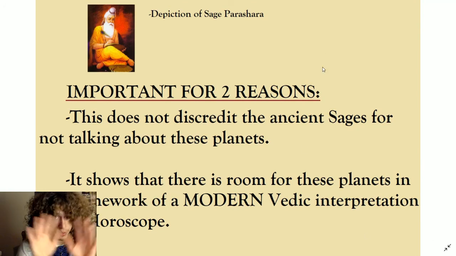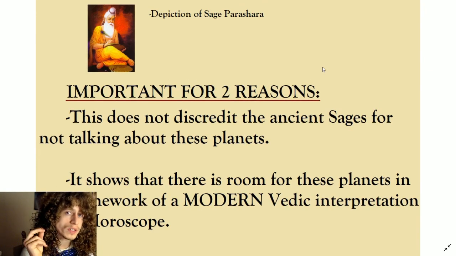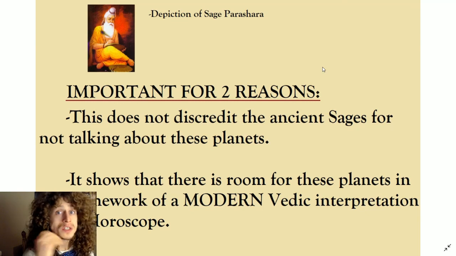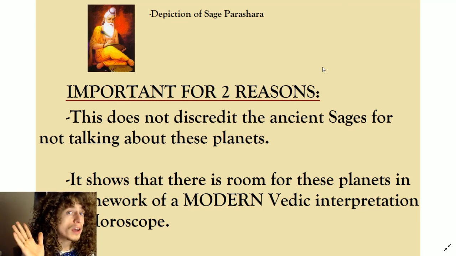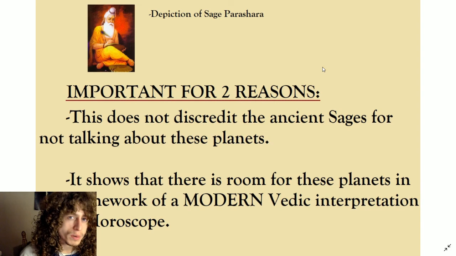Now, this whole thing is very important. Everything I've just said is important for two reasons. Number one, this does not discredit the ancient sages of Vedic astrology for not talking about these planets. I personally don't think that Parashara or Jaimini or any of those guys were ignorant to the higher chakras that the outer planets represent.